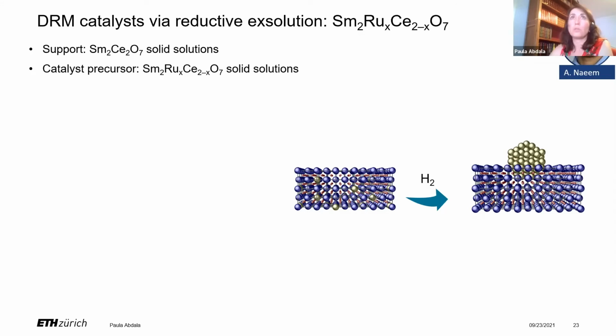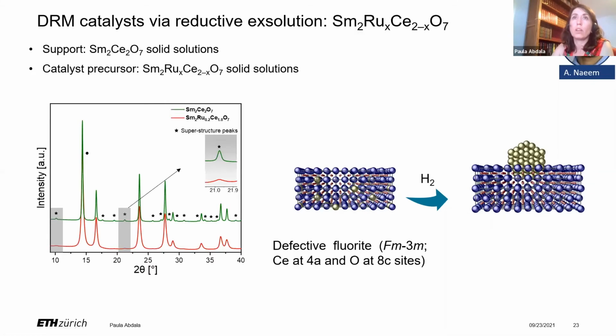And for this, we use a support that is a ceria samaria solid solution, in which we dissolve ruthenium as ruthenium oxide, forming this samarium ruthenium cerium solid solution.